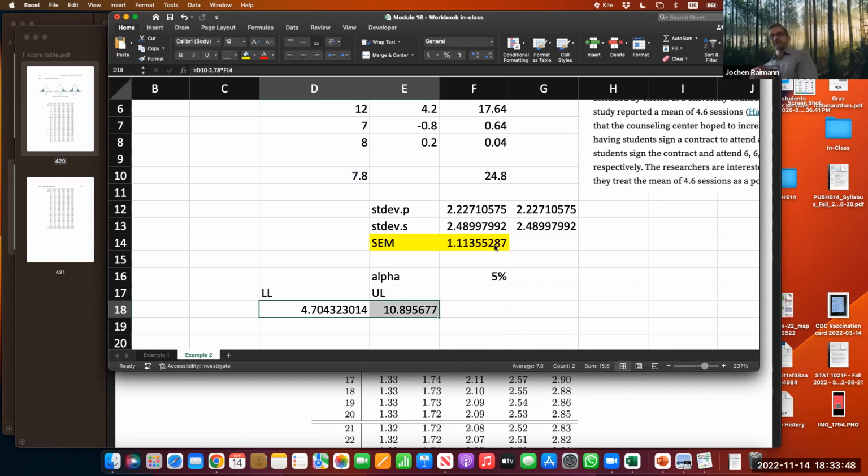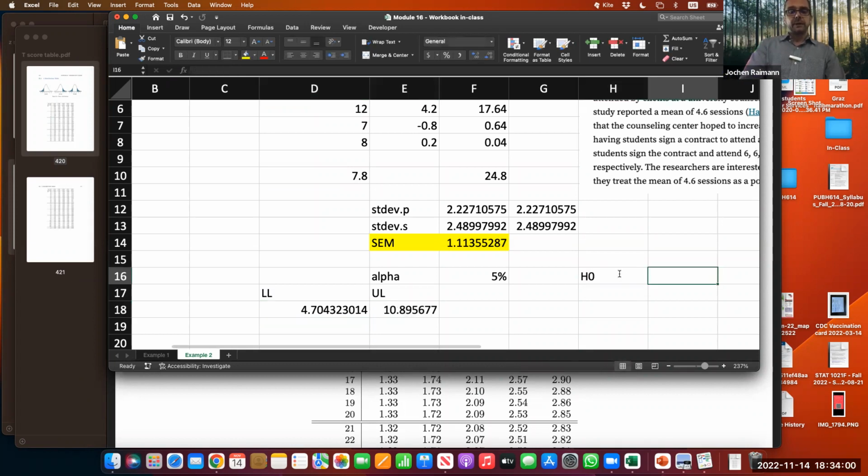So 4.7 to 10.9. If the mean is 4.6, are we rejecting or accepting the null hypothesis that our m, so here's the H0, m equals mu, HA, m does not equal mu. At an alpha level of 5%, are we accepting or rejecting the null hypothesis?